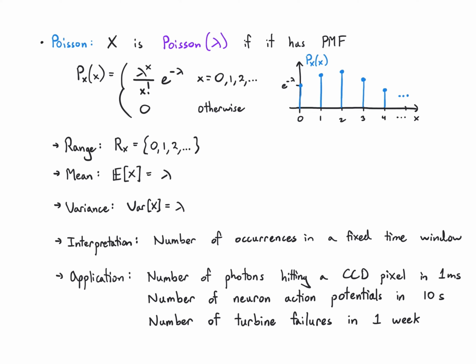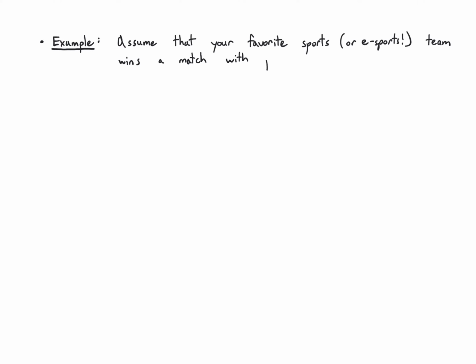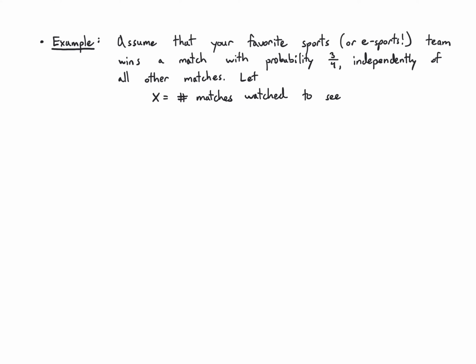To wrap this up, we're going to work out a long example. Say we have a favorite sports team, maybe even esports, and our model is that they win with probability 3/4 independently of other matches that they're playing. So if you're watching a match, the probability that they're going to win, regardless of whether they won or lost before, is 3/4. Let X be the number of matches that I'm watching until I see a win, including that match.